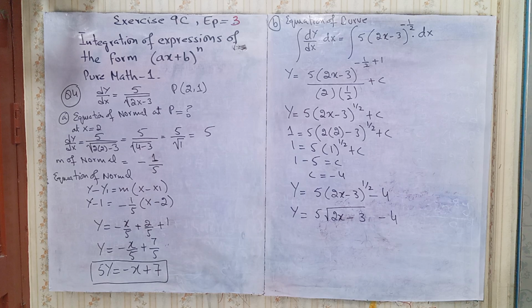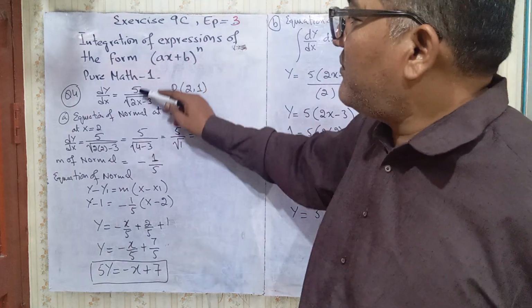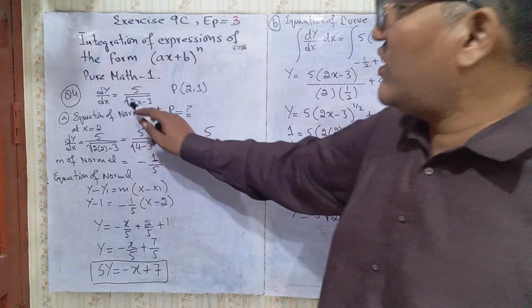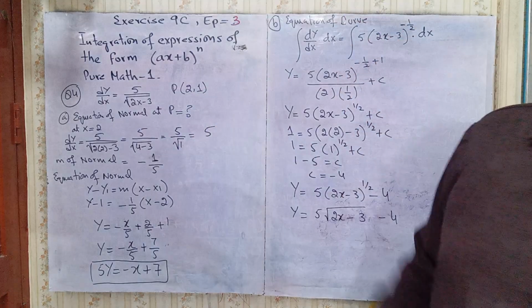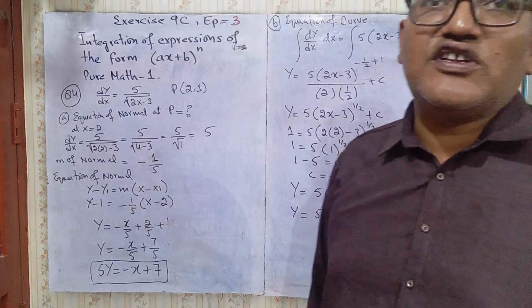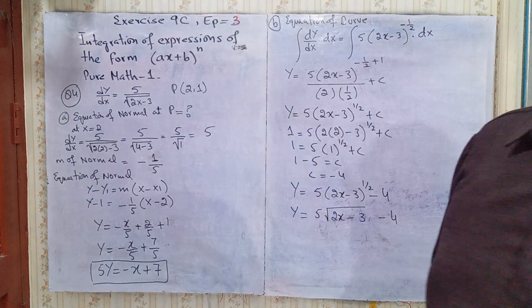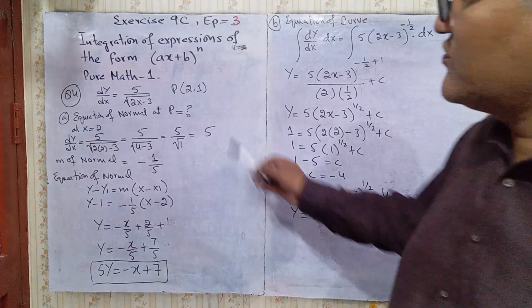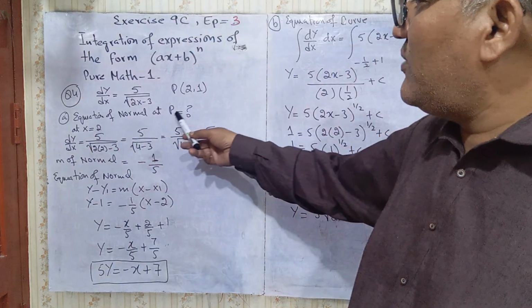The dy by dx is given, that is 5 by 2 under root 2x minus 3. So this is an expression of the derivative. So this gives you the gradient of the tangent. So the coefficient of the normal at the point P.